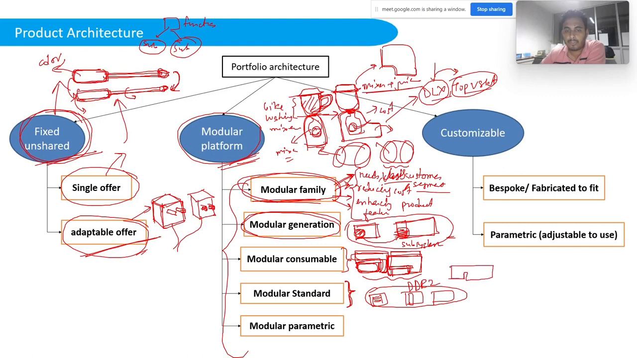DDR2 RAM has certain slots. It cannot match DDR3 RAM, which probably has a different slot. So when you design your products using standards, you are easing out a lot of extra effort in redesigning the basic standard subcomponents, which helps in reducing cost and cost of research. This way of designing products is called modular standard product architecture.